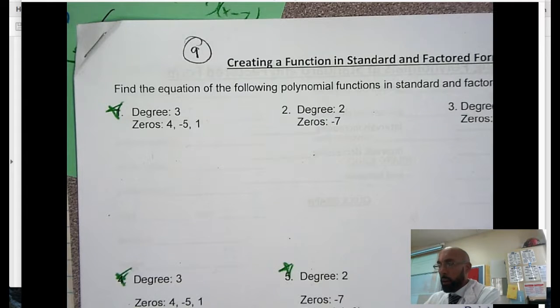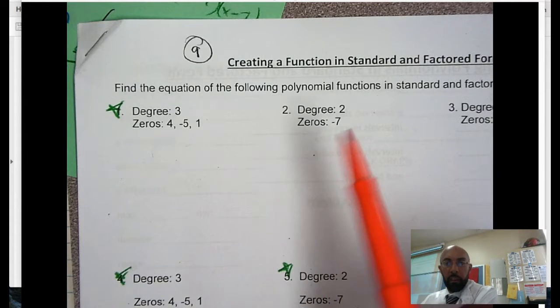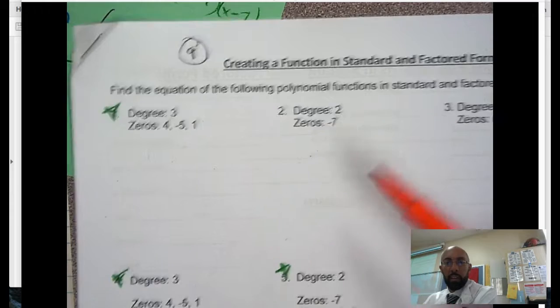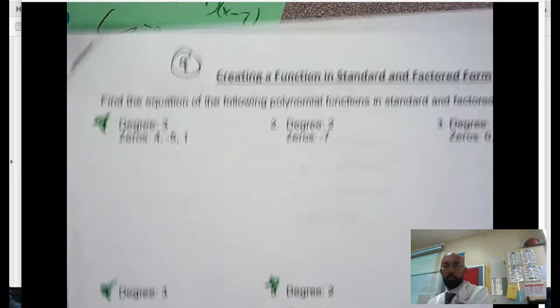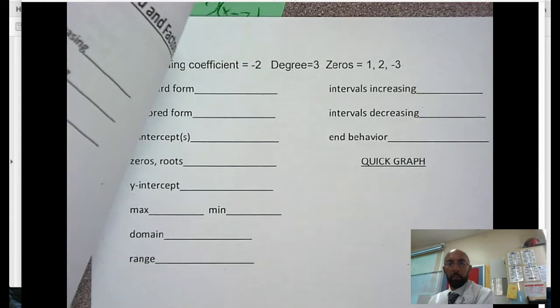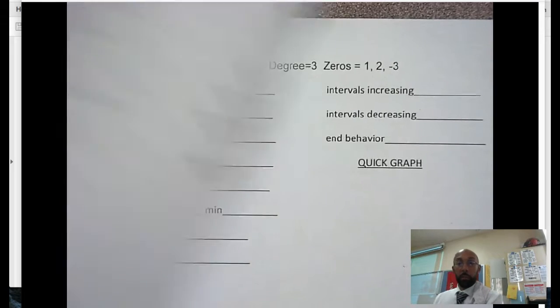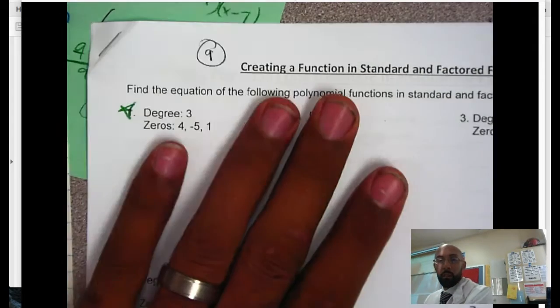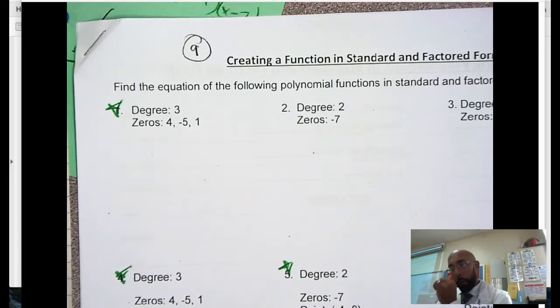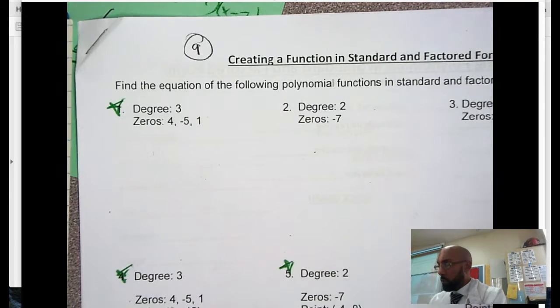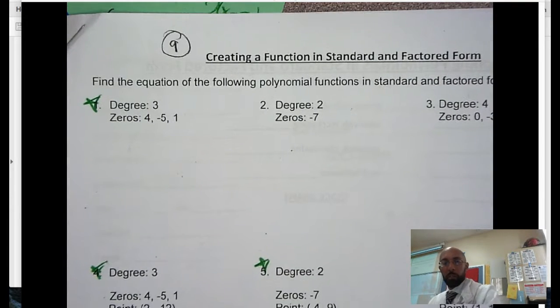Hey, Algebra 2. Just to be clear, only do the first page. The second, third, and fourth pages, don't worry about those. We're going to go back to those when you come back from break. Really, just this page here, okay? I'm going to do a few examples. You can finish the rest, and then we'll continue on Wednesday.